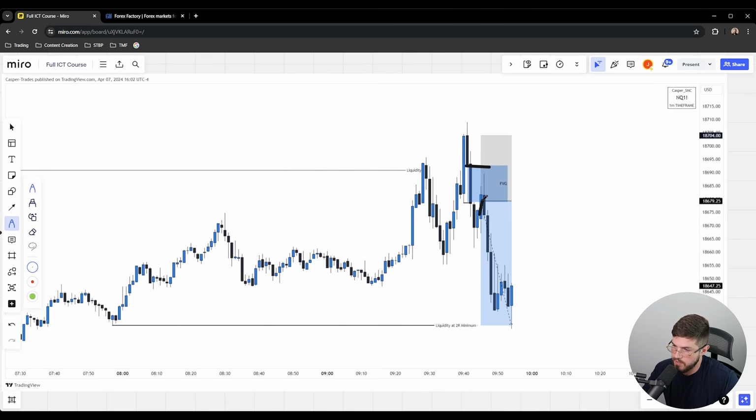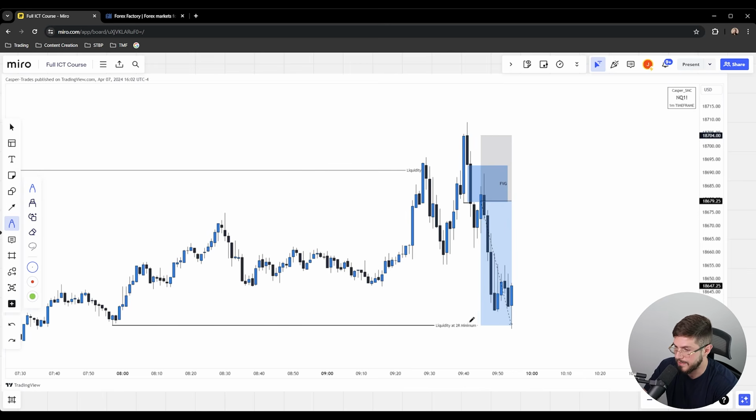Once the market trades into that fair value gap, you can look to trade with a stop loss of the first candle on the fair value gap. You could also put your stop loss above here if you'd like, but oftentimes if you put your stop there, if the market goes there, it's probably going to go here too. So this can help you a lot with your risk to reward.